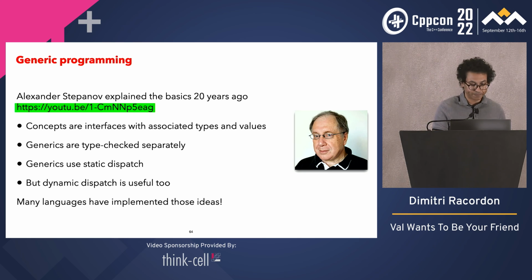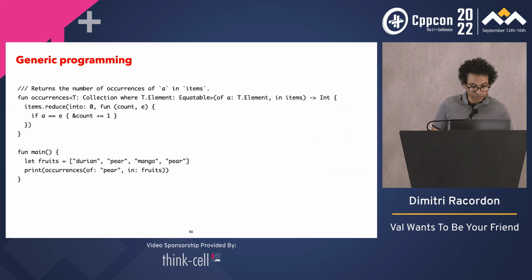I'll show an example. Generics can be dispatched statically, but Alex also explains how concepts could be used for dynamic dispatch, which has its use case. Again, I will show some examples. At that point, we should know that Alex's vision is no longer rocket science. Many languages have implemented those ideas that include Swift, Rust, Scala, Haskell, and I'm sure many other languages. So we just need to get on board. But how does it look?